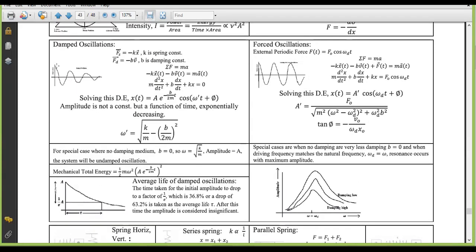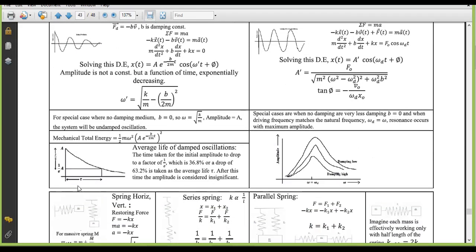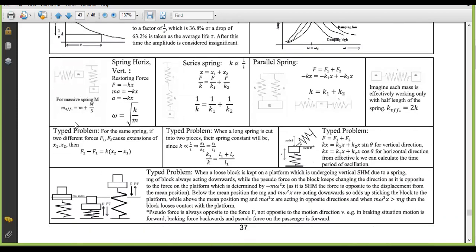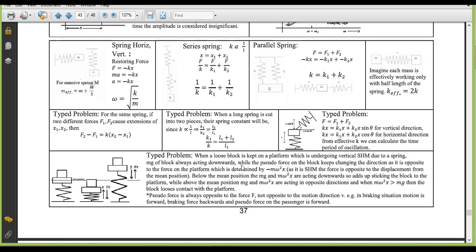In damped oscillation, the amplitude will keep on decreasing very quickly like this. So it's like an exponential decay. These things I told you are not given in your textbook, okay? But it's required for an entrance exam, so that's why it's given here.